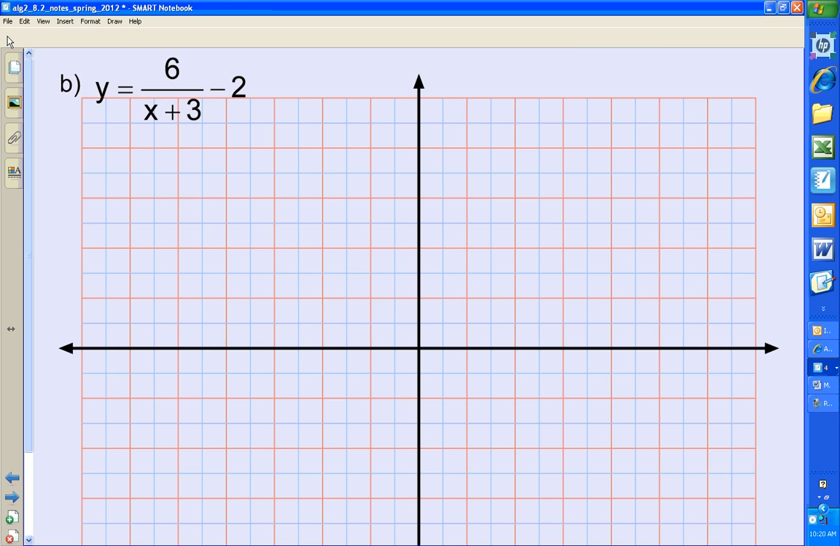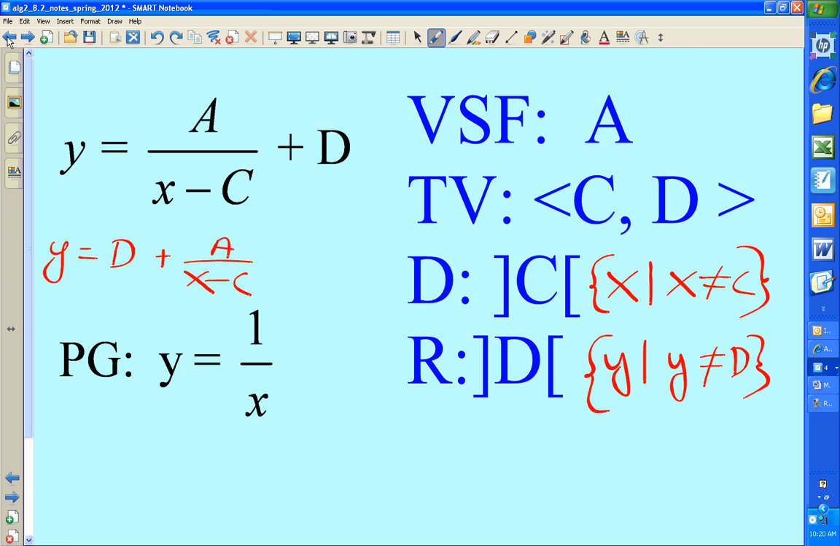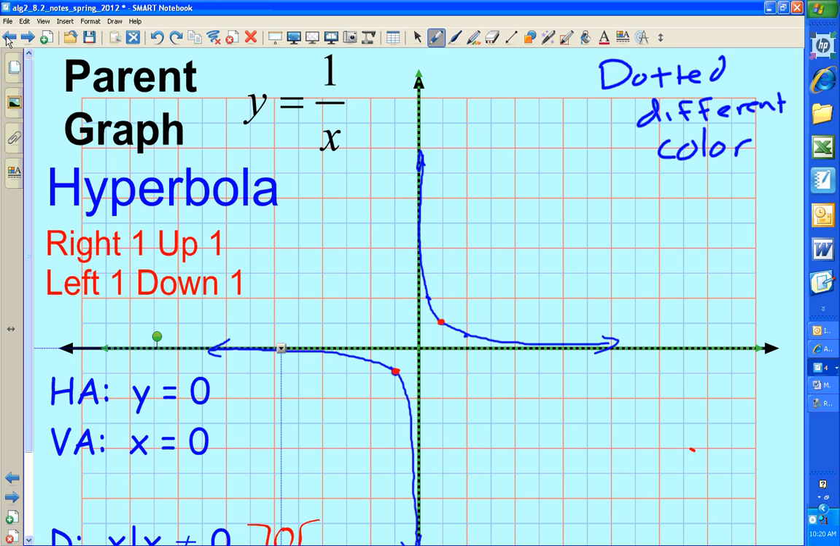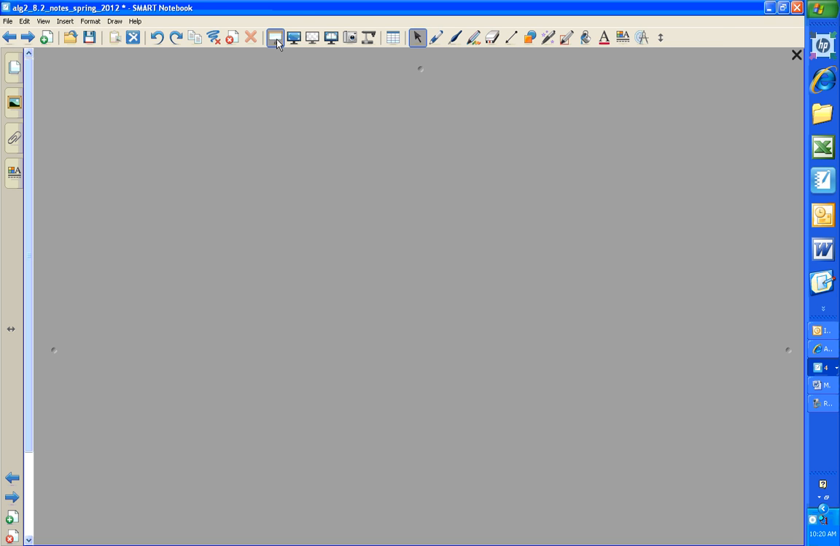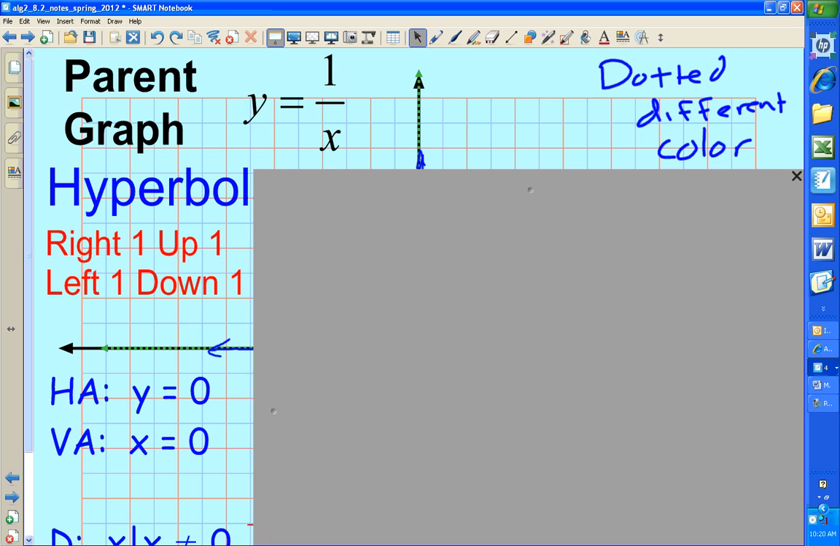I want to go back to the parent graph that we started with, y equals 1 over x. And I want to talk about where the asymptotes come from, just for a second. Y equals 1 over x. When we look at the horizontal asymptote, y equals 0, and the vertical asymptote, x equals 0, they're not random. They're asymptotes for a reason. Remember, an asymptote is something the graph approaches but never reaches.